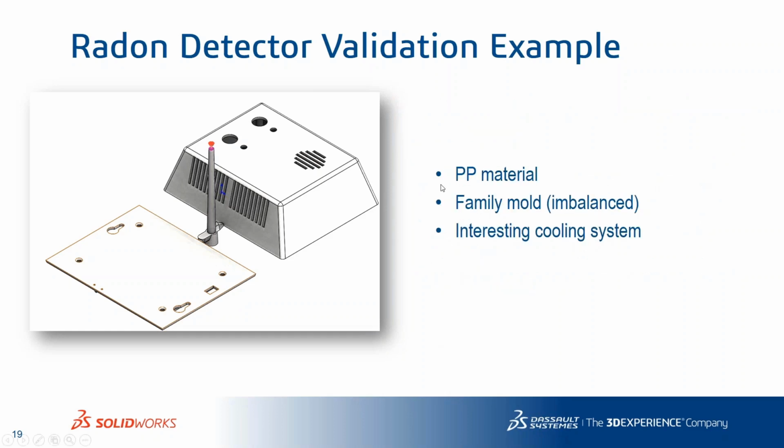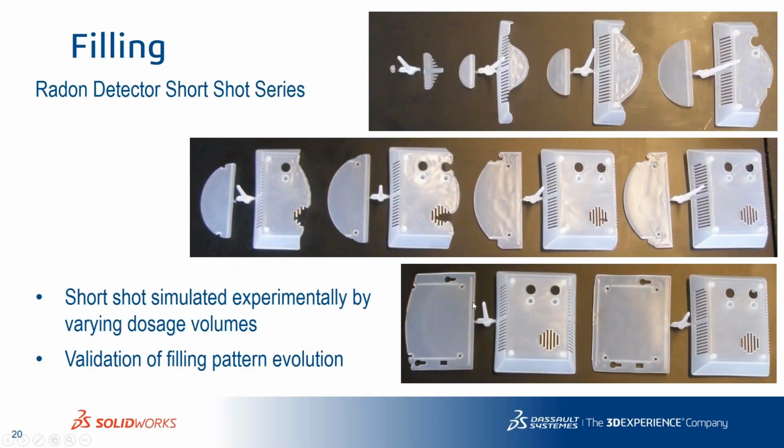So the material, polypropylene, family mold imbalance, and let's take a look at some of the results. So they ran the analysis. These were some of the results, and oh man, thank God this is a test setting.